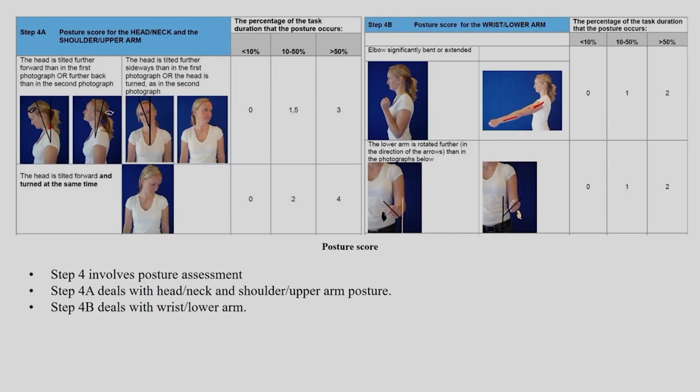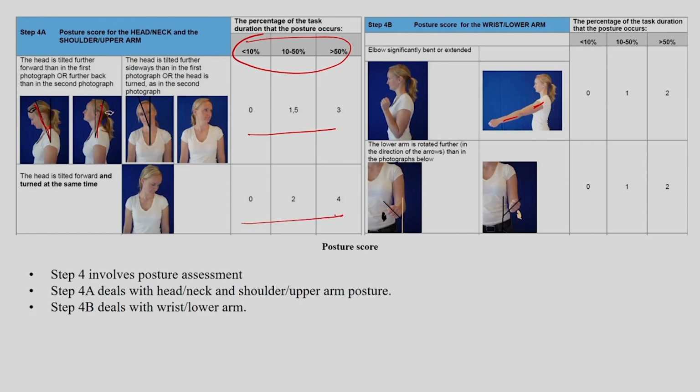So what it says is, the head is tilted further forward. Suppose you are here, you are tilting it this side, further forward than in the first photograph. So you see this is the position and here it is tilting. And the head is tilted further sideways, this way. So you have to find out the percentage, then you get the score. So these are the scores.